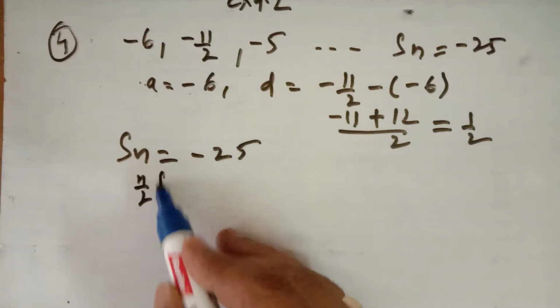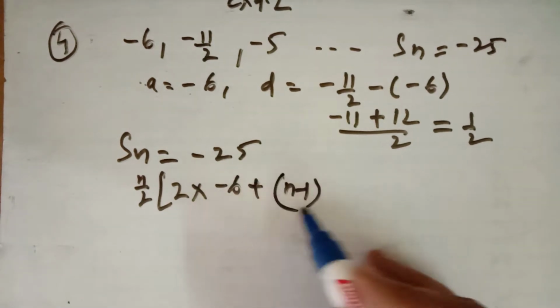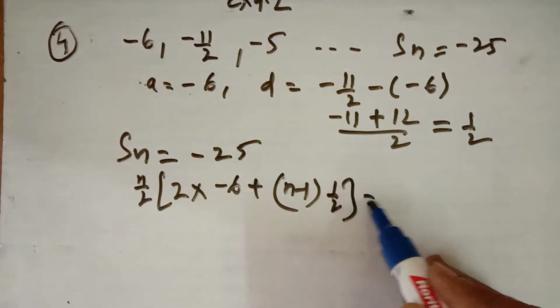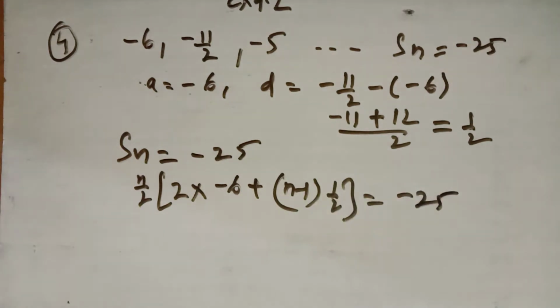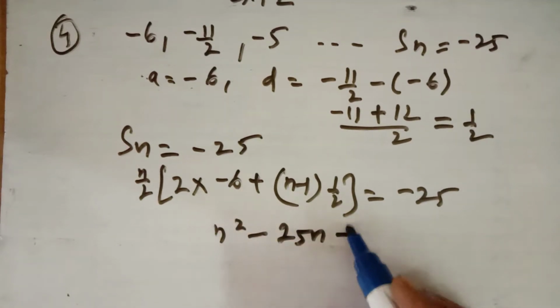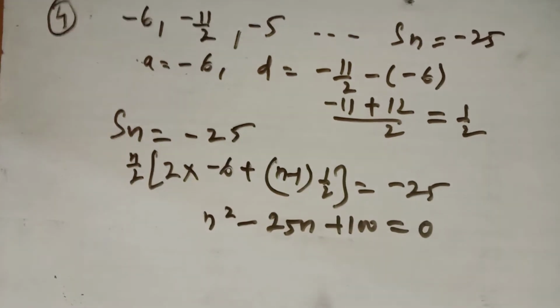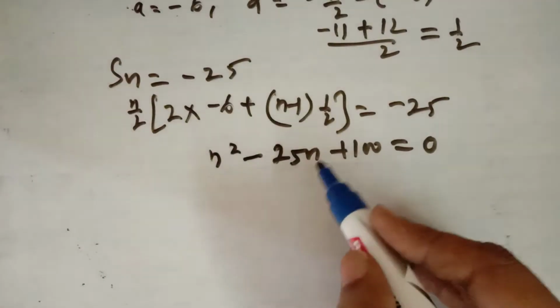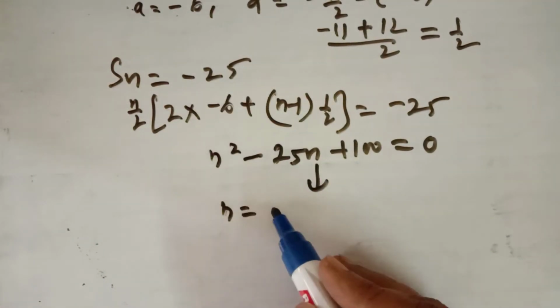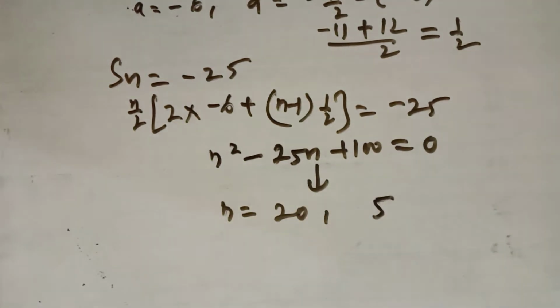So n by 2 into [2a is minus 6, n minus 1 into d is half] is equal to minus 25. Now when you solve it, you'll get a quadratic equation as n square minus 25n plus 100 equal to 0. You will get a quadratic equation, and when you solve it by any method, by using the quadratic formula or by splitting the middle term, you will get the value of n as 20 or 5.